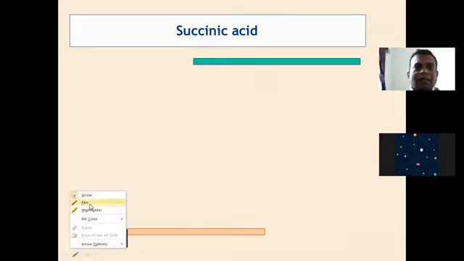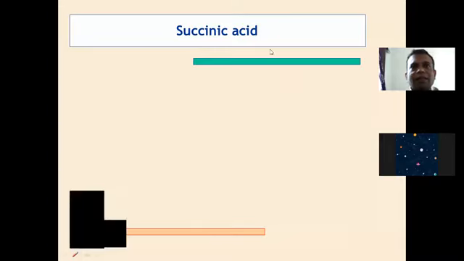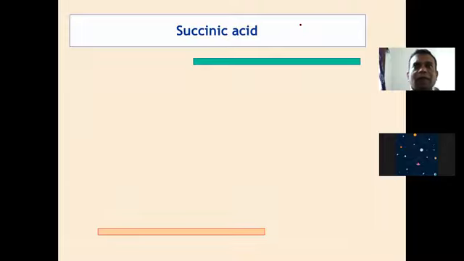Succinic acid is again an organic compound having the formula. बघा तुम्हाला फॉर्म्युला माहिती असणं गरजेचं आहे. The formula is CH2COOH. Now this is the formula for succinic acid: CH2 twice, that is CH2COOH and CH2COOH.